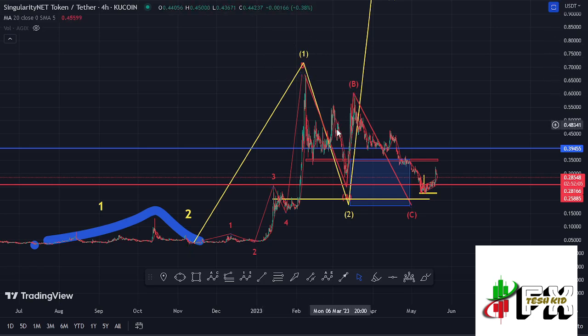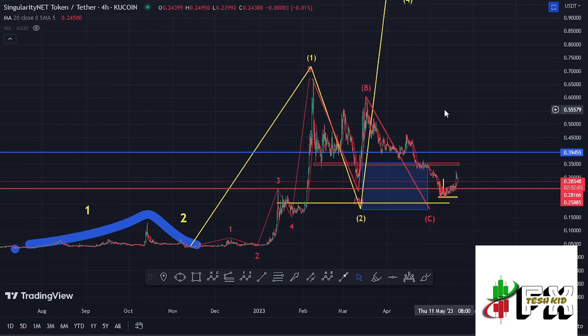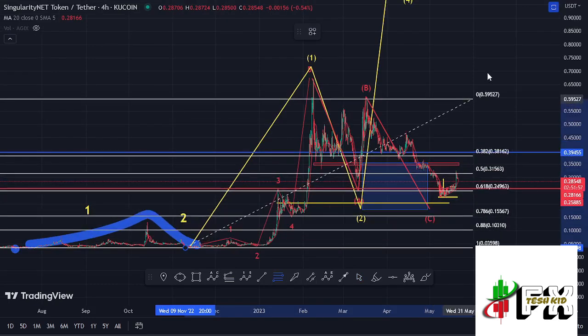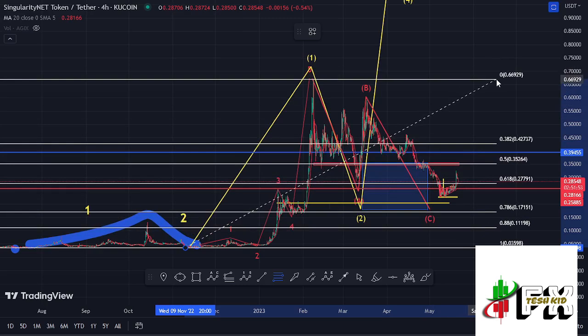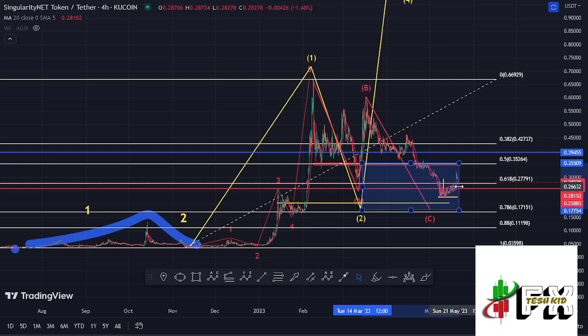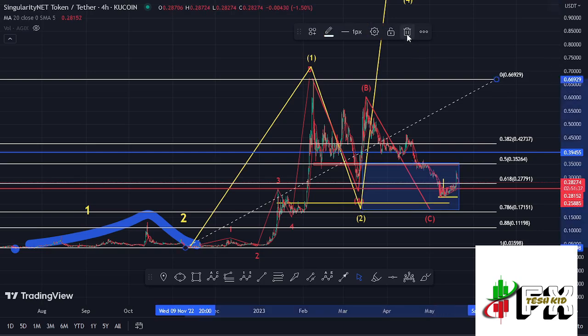Then we started a corrective structure in the formation of this wave 2, and using the Fibonacci's, connecting them from the low of the first wave to the high of that wave 1, that gave me a minimum retracement area for that wave 2 between the Fib level 0.5 and the Fib level 0.78, which is a target area that lies between the $0.35 mark and the $0.17151 mark, which is the area highlighted in blue.